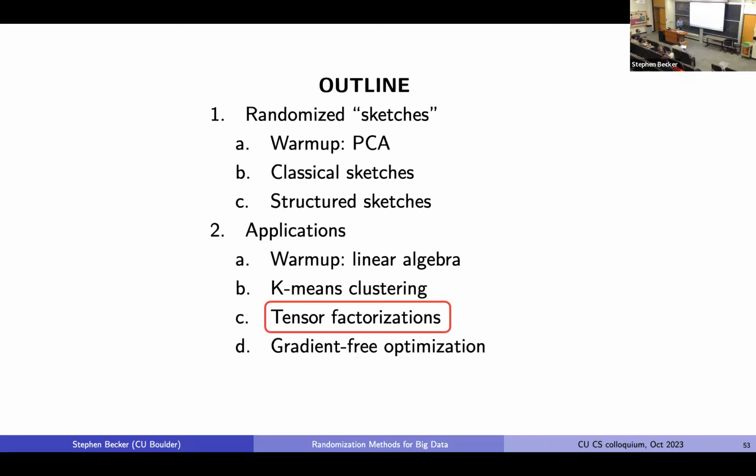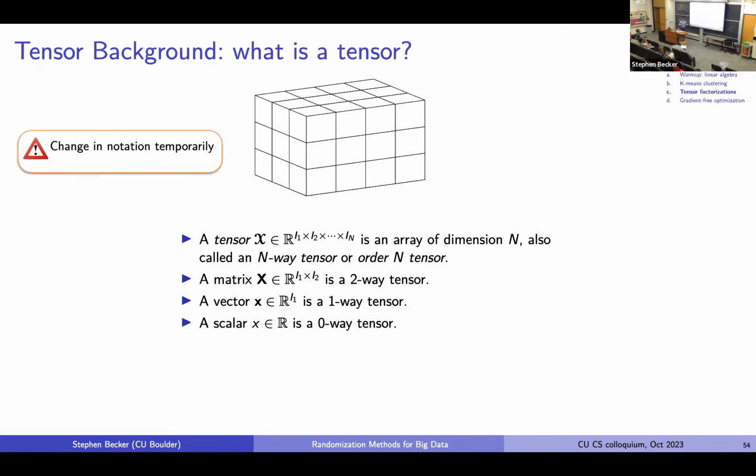Now I want to talk about tensor factorizations. So this is what we're going to talk about, tensors. Let's introduce tensors. Tensors for us are not like multilinear operators, they're just fancy vectors that have been reshaped into multi-way arrays. So I have a tensor that has, say, n ways, n different dimensions, each one of a certain size. And I'm going to change notation a little bit. These are pulled from different figures. So sorry, the notation is different. N means something different now.